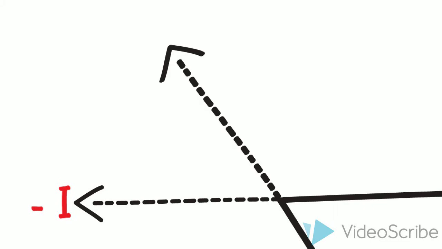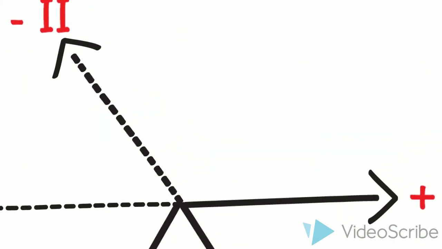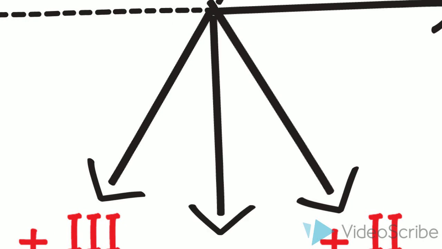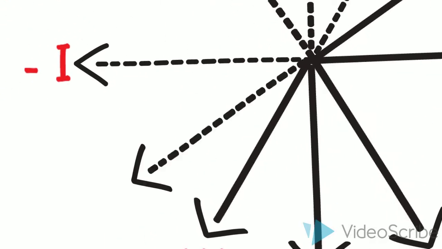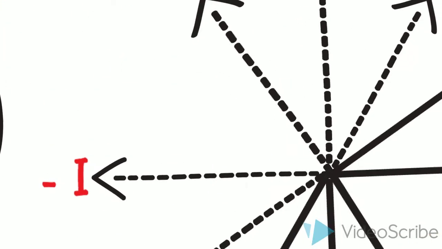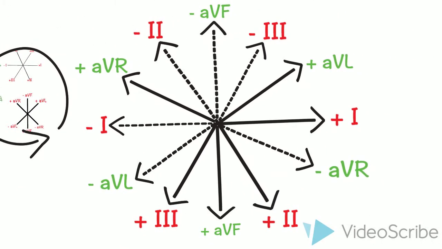Now we will combine the first and second triaxial diagrams, so we get the hexaxial diagram. This diagram is formed by the bipolar limb leads, which are lead 1, lead 2, and lead 3, plus the unipolar limb leads, which are AVF, AVR, and AVL. The diagram shows the relationship between all 6 limb leads. All negative poles of each lead are indicated by a dashed line.